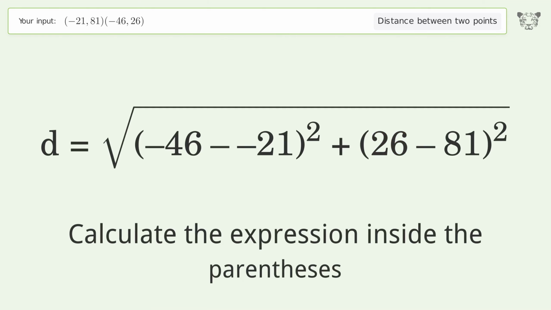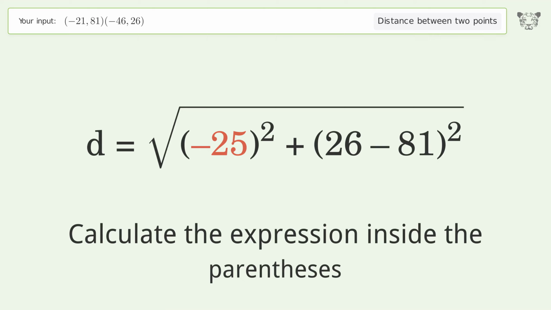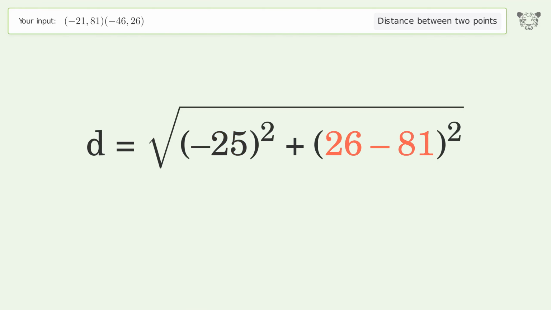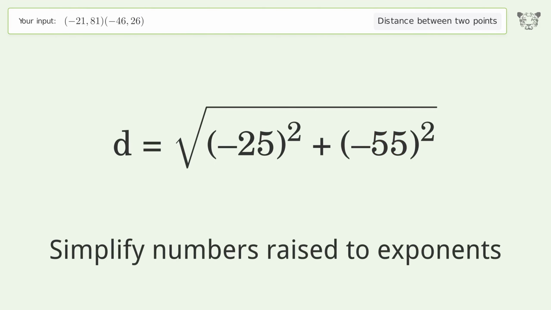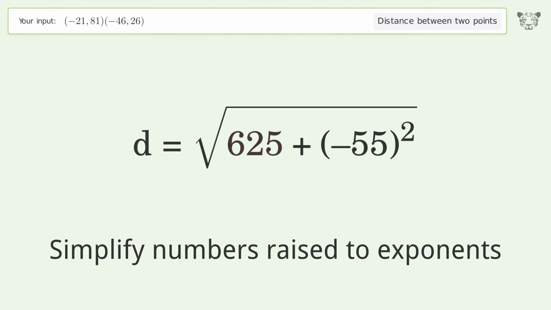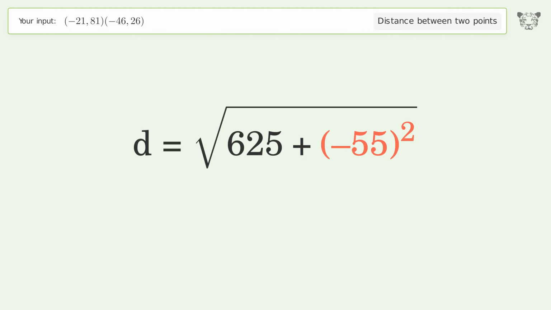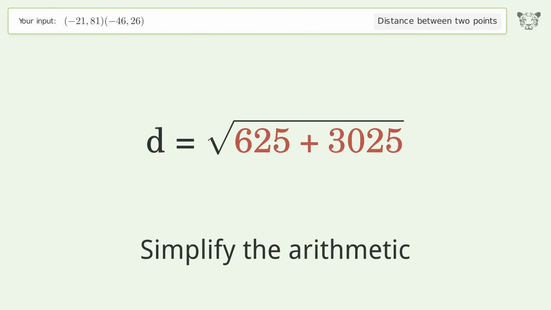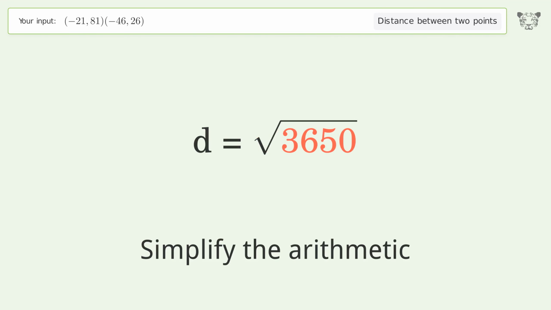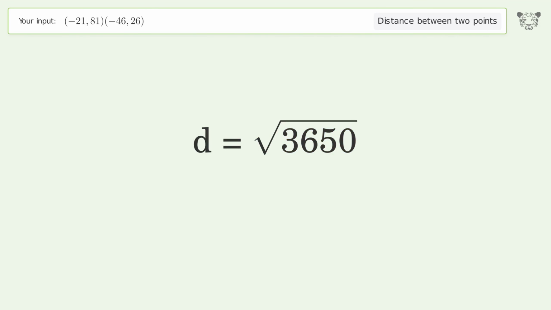Calculate the expression inside the parentheses. Simplify numbers raised to exponents. Simplify the arithmetic. And so the distance between the 2 points is the square root of 3,650, or 60.415.